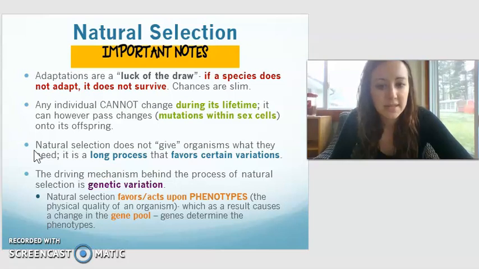And the major mechanism behind the process of natural selection is genetic variation. Natural selection is going to act on more favorable phenotypes, and genes or genetics, which again are inherited, are going to be responsible for the phenotypes or physical traits. So your genotype affects your phenotype.